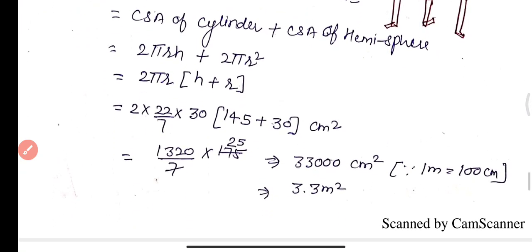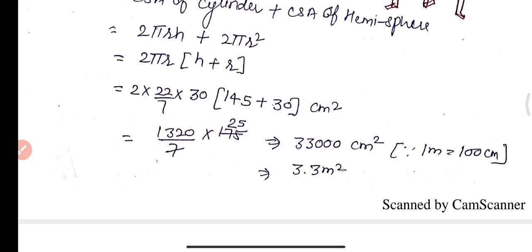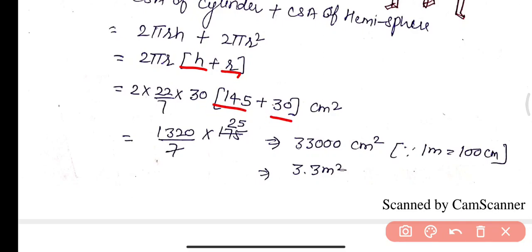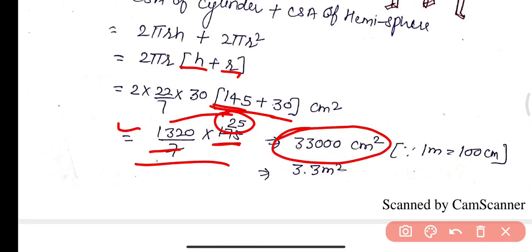2 into pi 22 by 7 and the radius is 30 centimeter, and the height 1.45 can be written as 145 centimeter, and the radius we are given as 30 centimeter. So after simplifying we will get 1320 upon 7 into 175. So 7 will be cancelled with 175 to give 25. So 25 into 1320 will be 33,000 centimeter square.